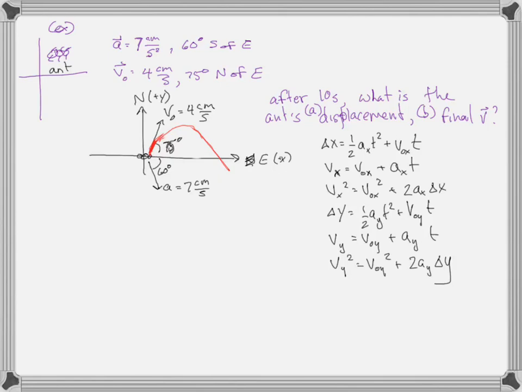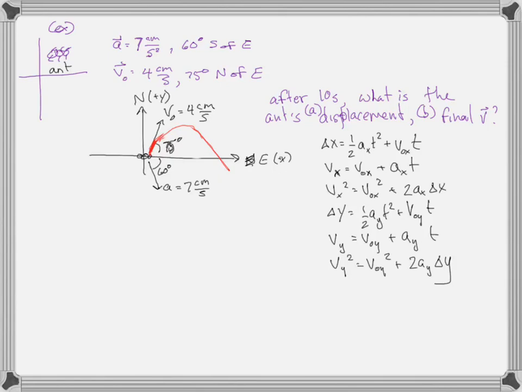Notice that this is still a constant acceleration problem, so we can use the constant acceleration equations. If a, the acceleration, was not constant, I didn't say the words, but a is a constant 7 centimeters per second squared in that direction, then we couldn't use the constant acceleration formulas, and this problem would be hard or impossible given what we know. But it is constant acceleration.